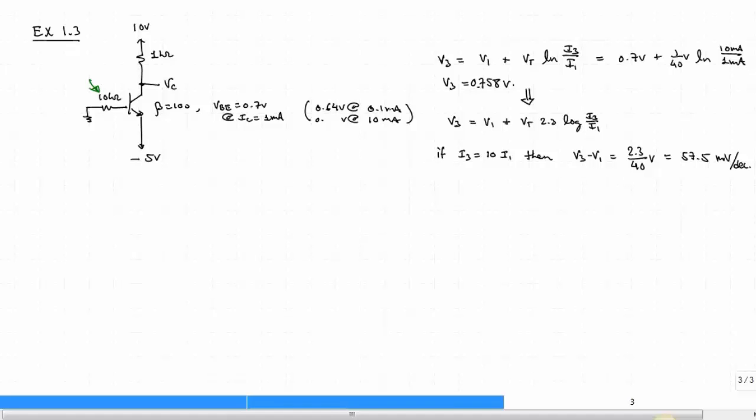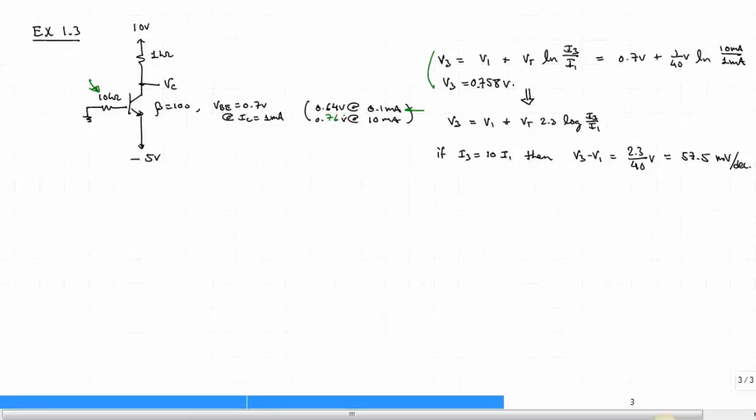We've already found that at 0.1 milliamps, the VBE is 0.64, and right up here, I went ahead and computed what the VBE would be at 10 milliamps, and it turned out to be about 0.76, so that we see the span basically from 0.64 to 0.76 volts as we span 2 decades of current.